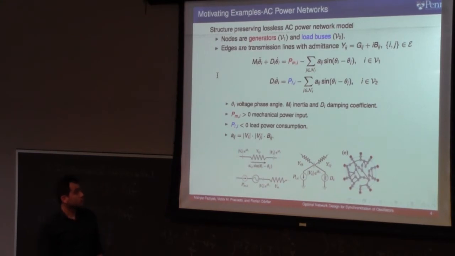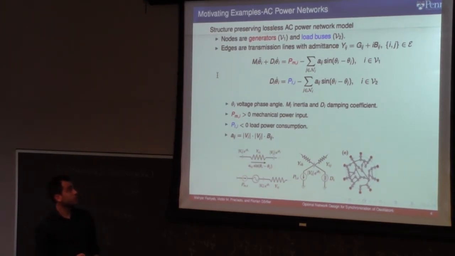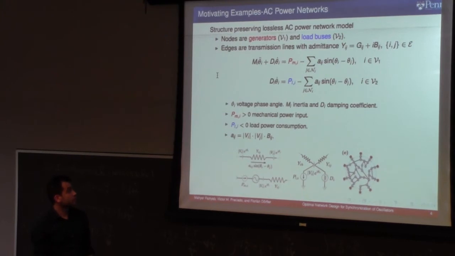And what is the graph here? The graph is just the physical transmission lines that connect all of these generator and load buses together, right? And each transmission line is described by an admittance, which is the sum of the reactance plus the imaginary unit times the susceptance, right? Okay, so the governing equation of the generators is this first equation.